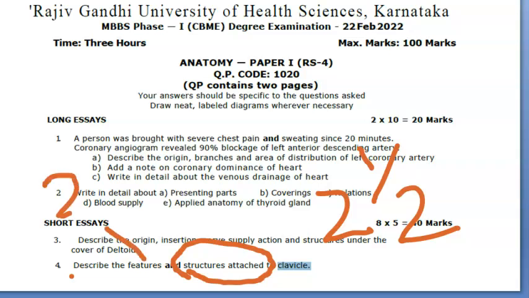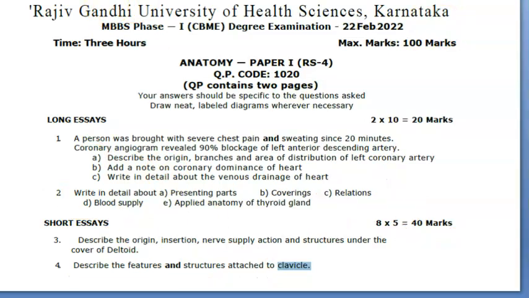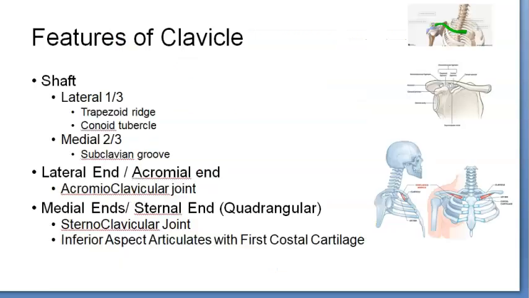So the features for 2.5 marks, let us say, and structures attached for 2.5 marks, or if they have some other way of division, maybe they will give 2 for features and 3 for structures attached. Okay. So structures attached to clavicle. First of all, features we have already covered in the previous video. Let's take a recap of that just in case.